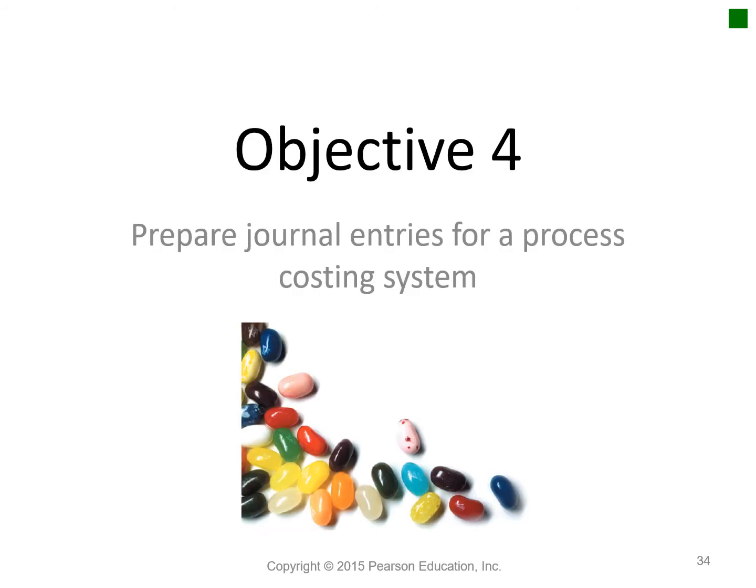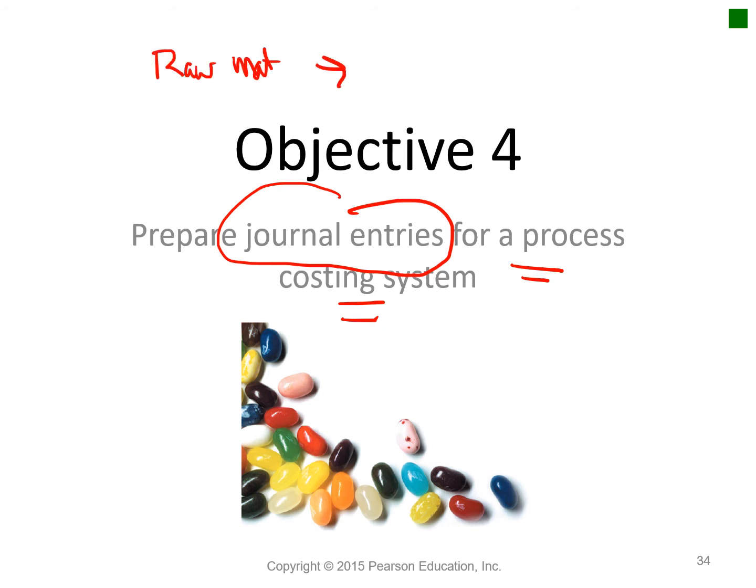Okay, so the next step is to show you how to do the journal entries for a process costing system. And again, there's a lot of similarities between this and the job order costing system. We still essentially have the same cost flows, the same accounts. So what I mean by that is your raw materials still flow to work in process, which also flows to finished goods. And again, the only real difference you're going to see is that you're going to have multiple work in process departments. That's really the big difference.